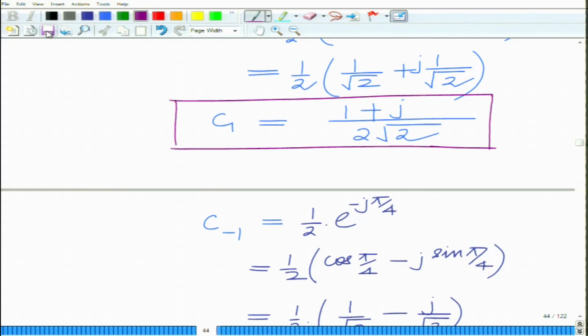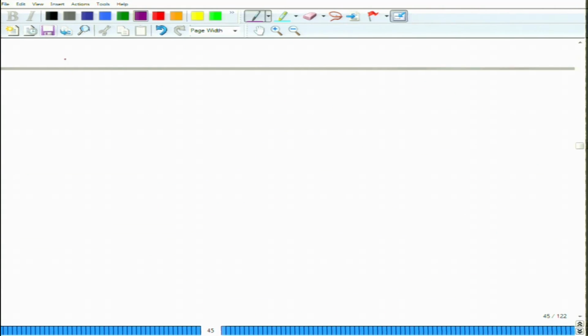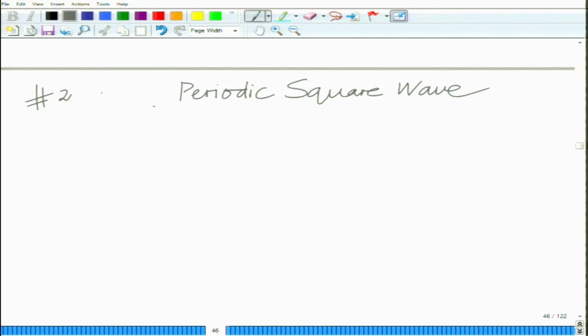Okay. Now, let us look at a periodic sequence, or a periodic square wave. So, let us look at this example number 2 in which we want to look at a periodic square wave, and a periodic square wave can be represented as follows.